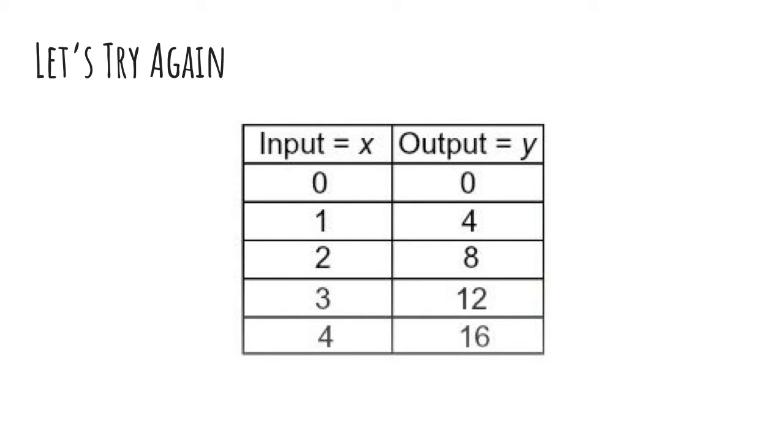Sometimes your table is vertical, meaning it goes up and down. And in that case, your x values are going to be on the left and your y values are going to be on the right. But we're going to do the same thing. We're going to find the change in y over the change in x.